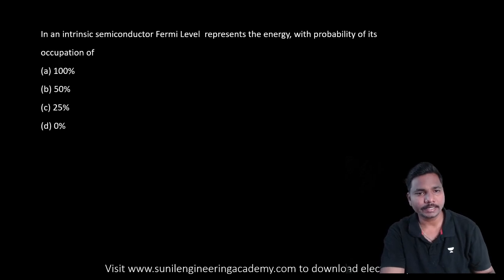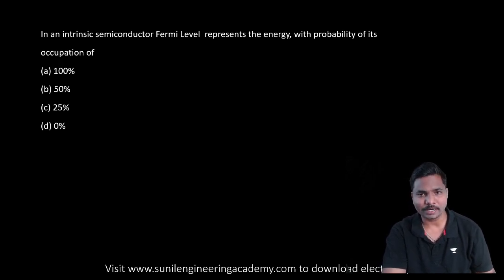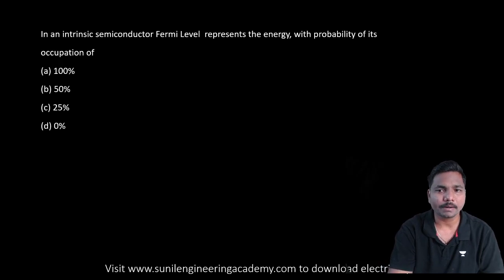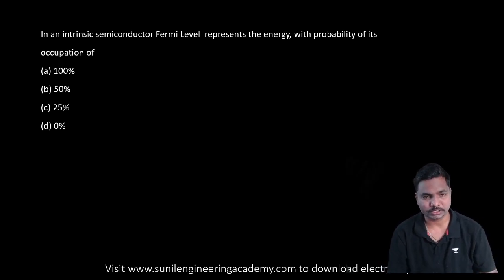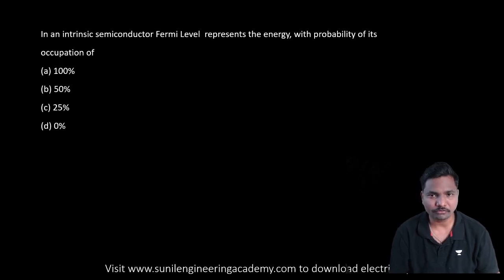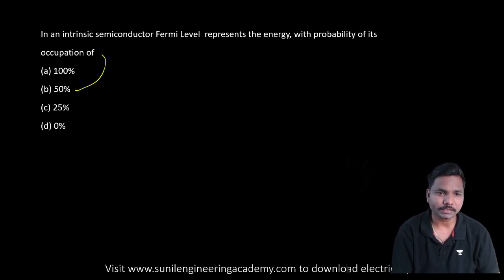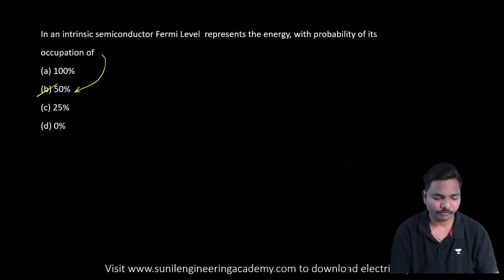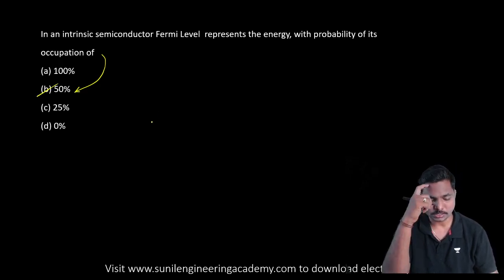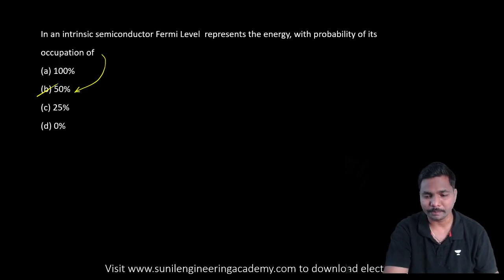In an intrinsic semiconductor, the Fermi level represents the energy with the probability of its occupation of dash. This is the definition of the Fermi level, that is, the probability of occupation is 50%. So the answer is option B, 50% or 0.5.